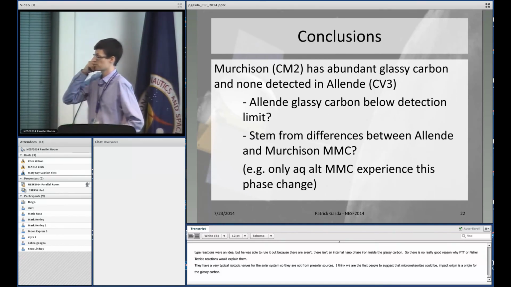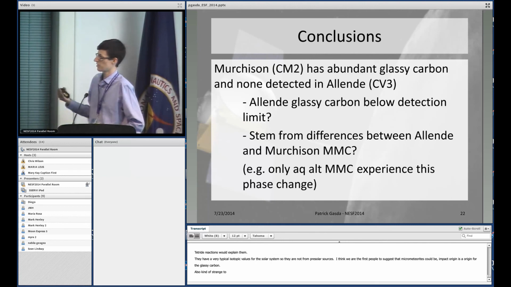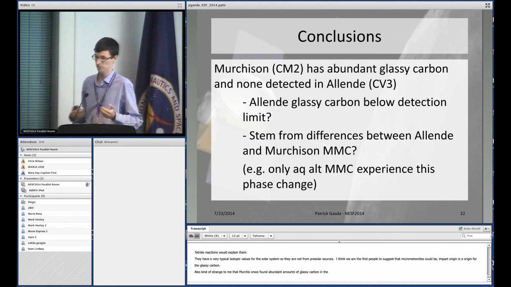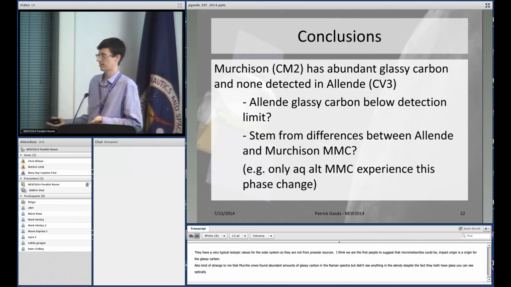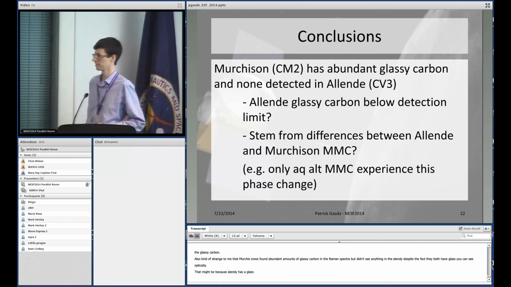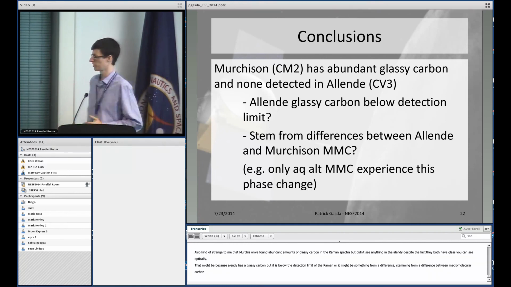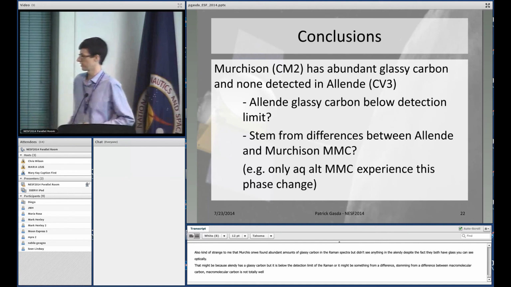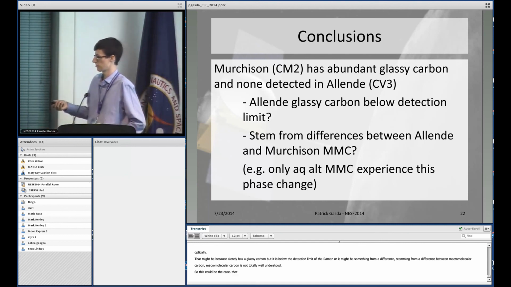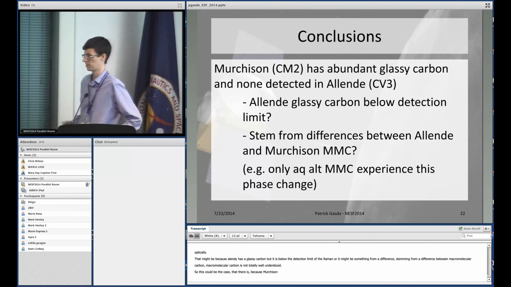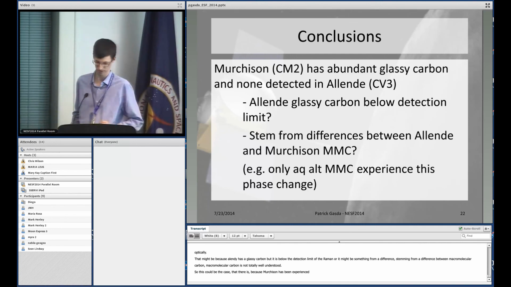It's also kind of strange to me that in Murchison we found abundant amounts of this glassy carbon in the Raman spectra, but didn't see anything in Allende, despite the fact that they both have a glass that you can see optically. So that might be because Allende has glassy carbon, but it's below the detection limit of the Raman. Or it might stem from a difference in the macromolecular carbon. Macromolecular carbon is not totally well understood, so it could be that because Murchison has experienced some aqueous alteration, it might be easier for it to become glassy carbon in a space weathered environment.